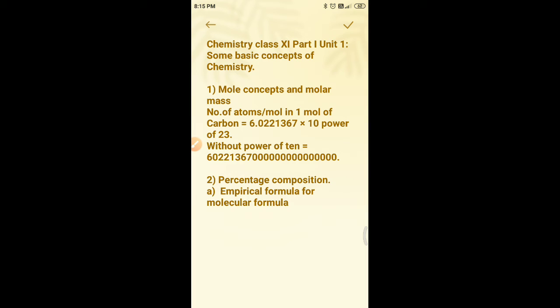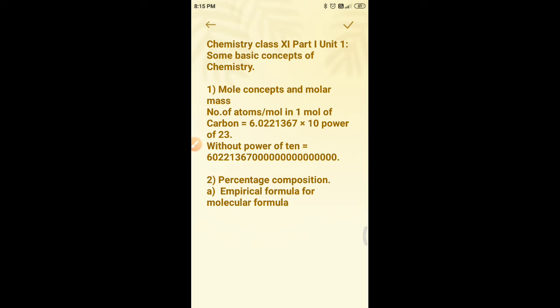In the same way, we have to calculate the moles of carbon. 24.27 percentage is given, which we converted to 24.27 grams. The atomic mass of carbon is 12.01 gram. So 24.27 grams divided by 12.01 gram is equal to 2.021 moles of carbon.